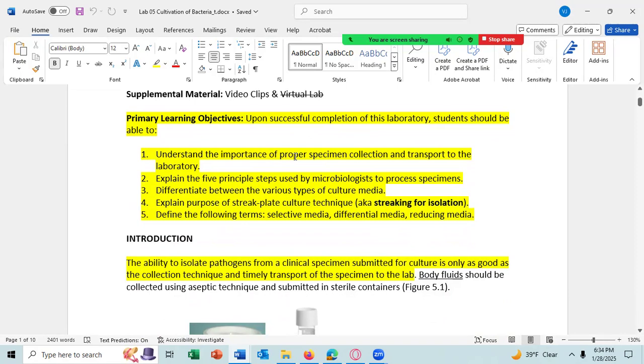The primary learning objectives upon successful completion of this lab: you should be able to, 1, understand the importance of proper specimen collection and transport to the lab. 2, explain the 5 principal steps used by microbiologists to process specimens. 3, differentiate between various types of culture media. 4, explain the purpose of the streak plate culture technique, aka streaking for colony isolation. And 5, define the following terms: selective media, differential media, and reducing media. Any question about any of that?